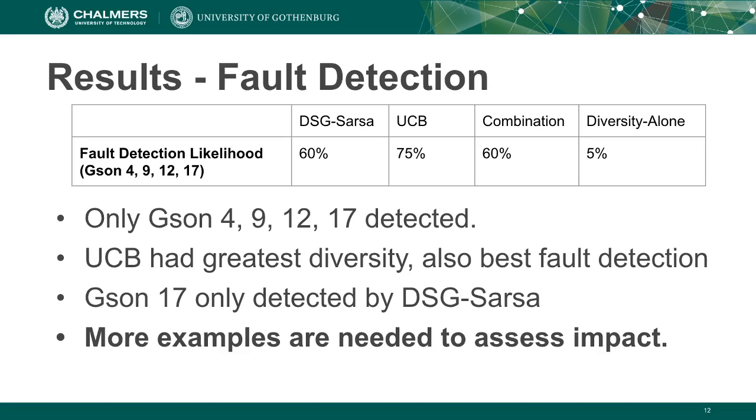In addition, fault 17 is only detected by DSG SARSA, none of the other 3 approaches. That fault is based around serialization of date values, so increased diversity could lead to a wider range of attempted input and method calls. So adaptive fitness function selection could improve the likelihood of fault detection by increasing diversity. However, we really do not have much evidence to go off of here. More examples are going to be needed to draw any sort of clear conclusions on the impact of diversity.